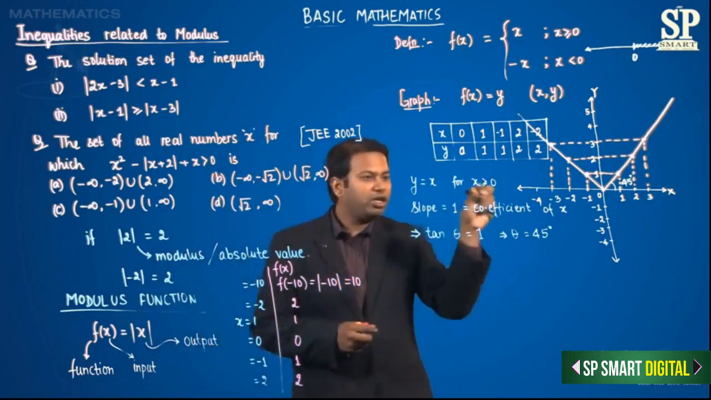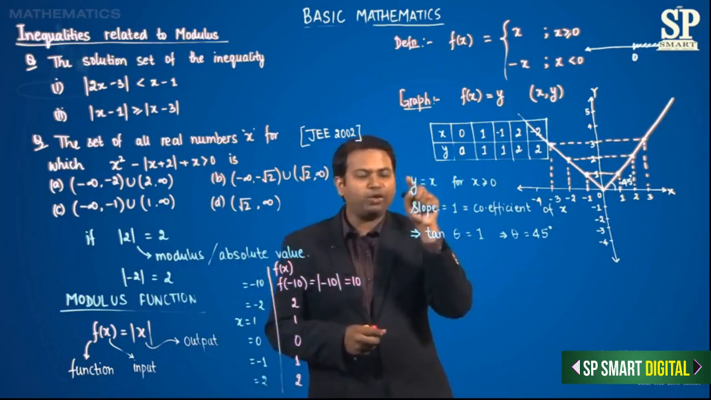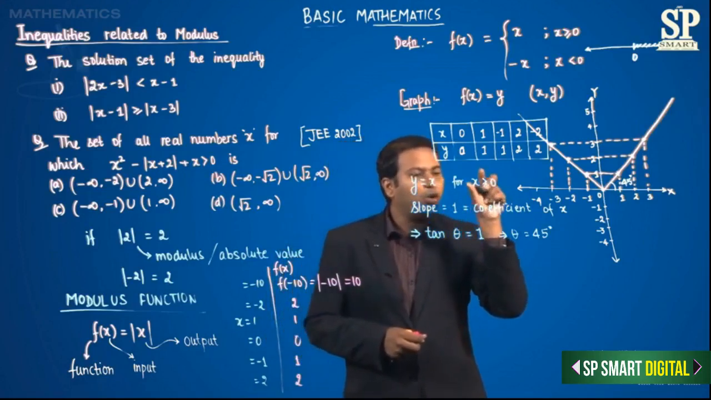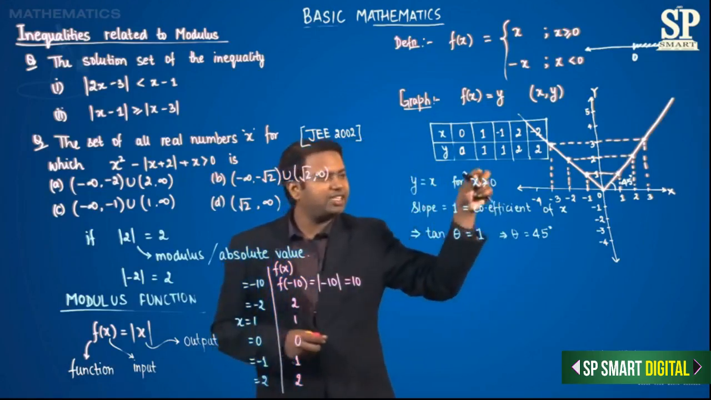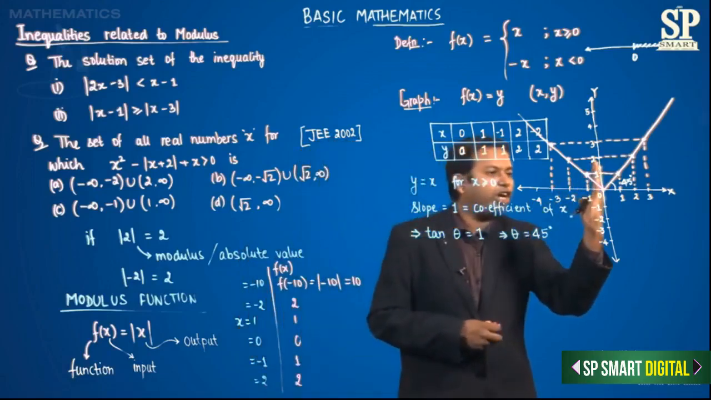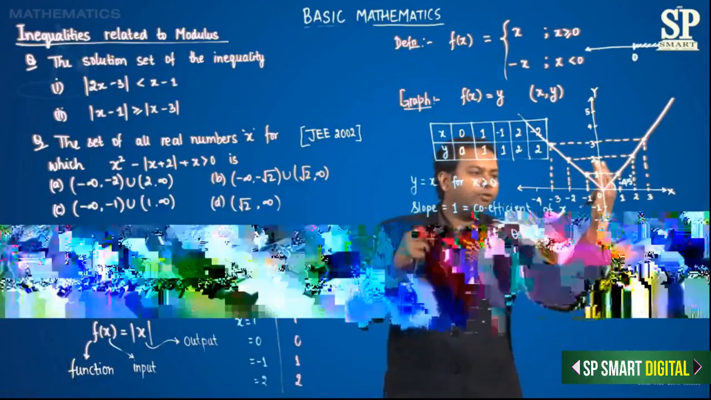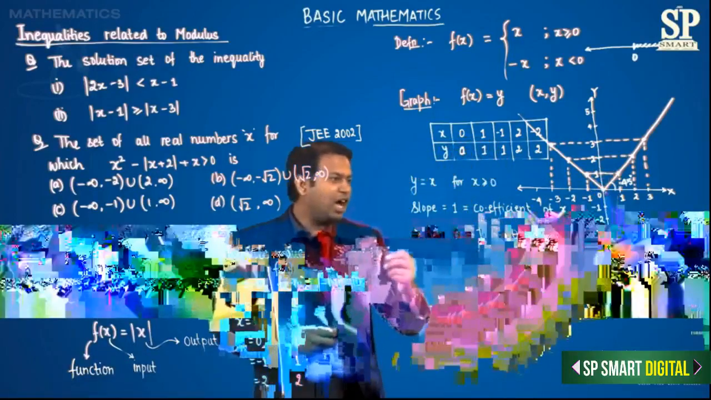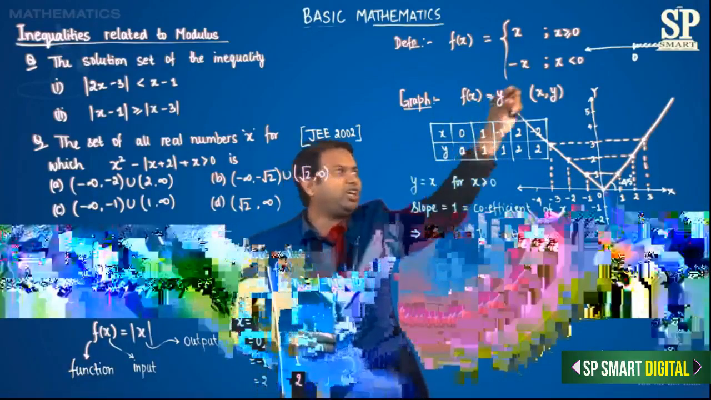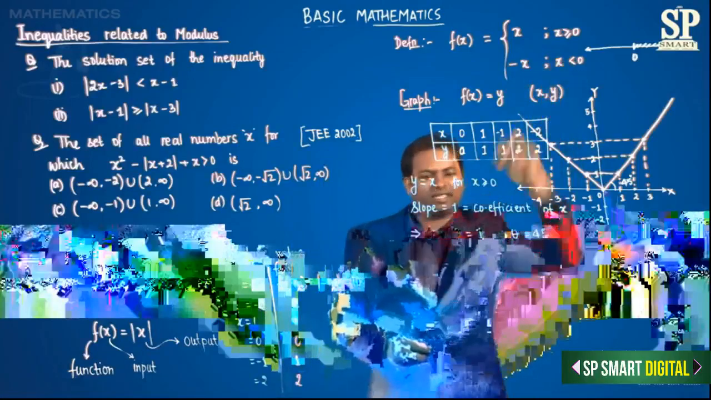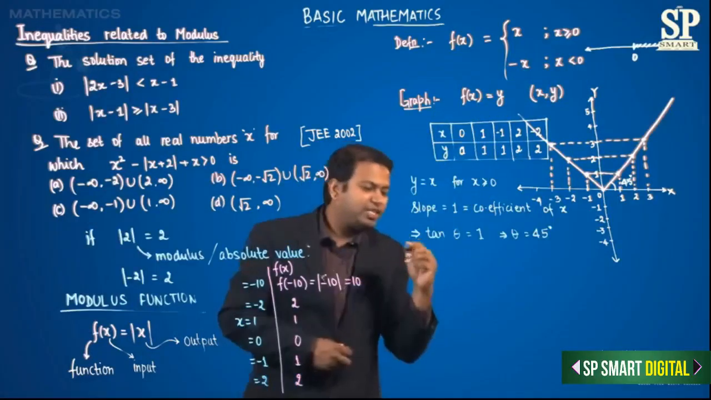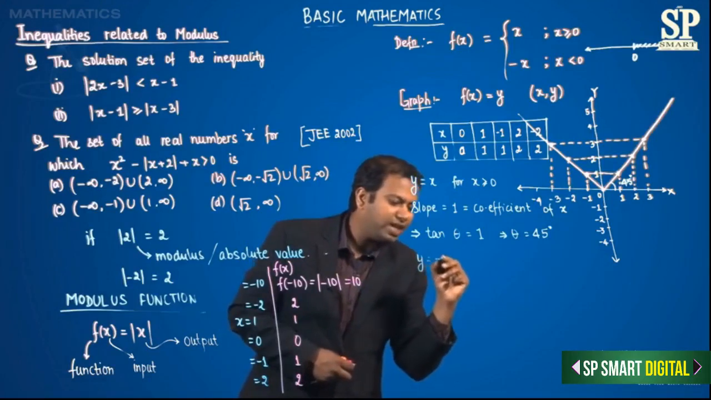Now you should note that y = x is valid only when x is greater than or equal to 0. So you do not have to consider this equation for values less than 0. Now let us consider the other part, that is when x is less than 0. In this case we can write y = -x.